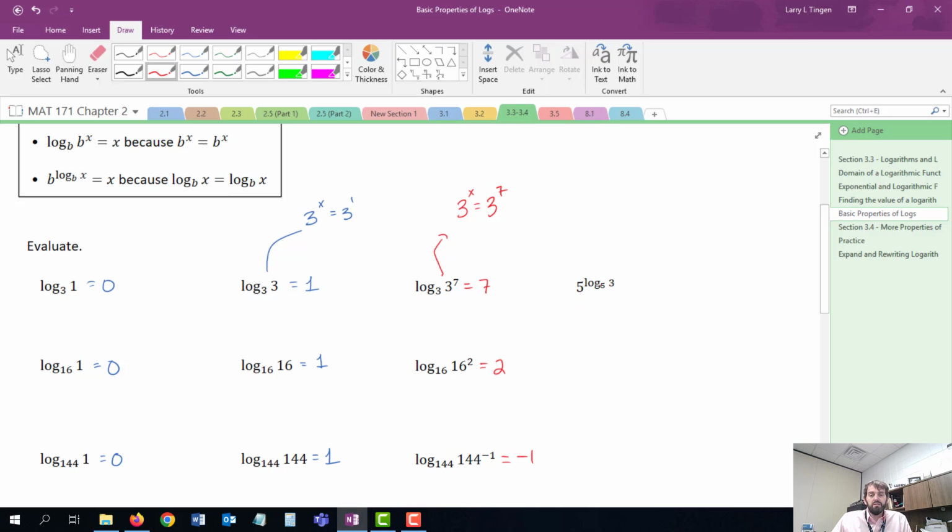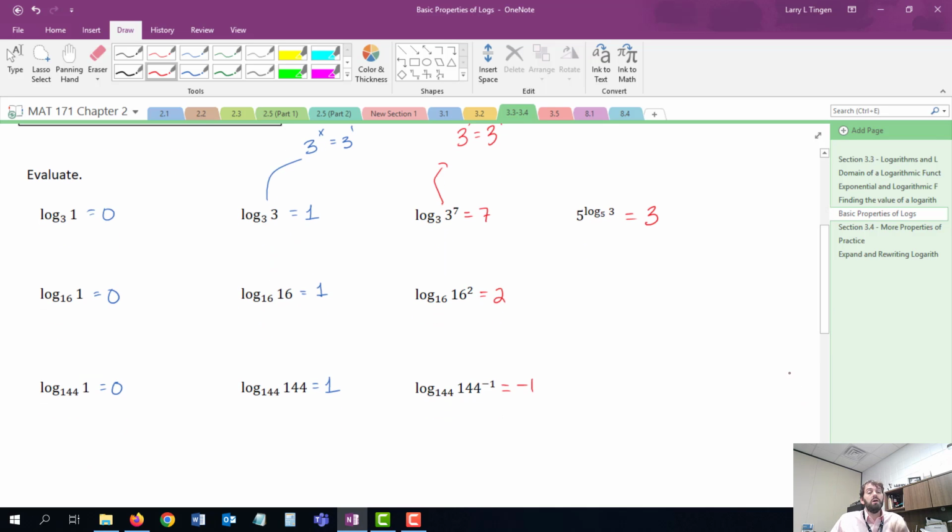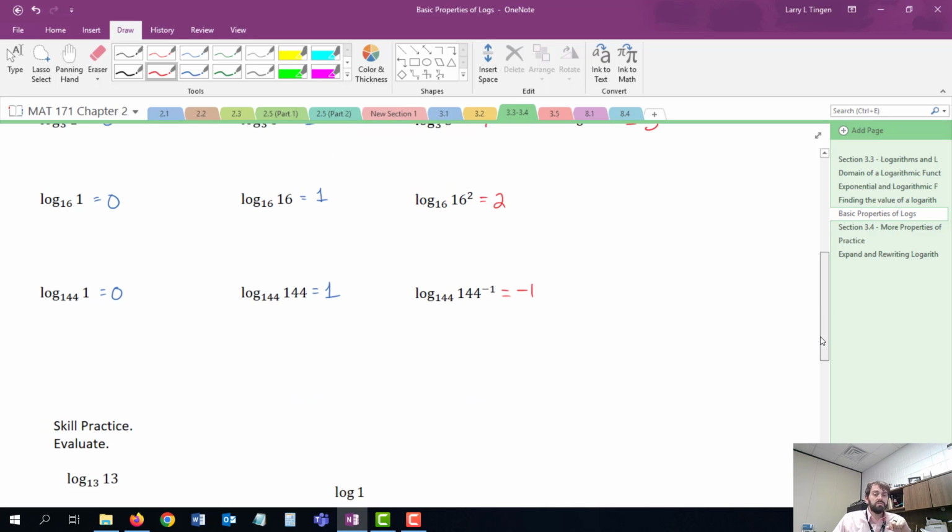And then lastly, we have an exponential, and then the log is in the exponent. 5 raised to the log base 5 of 3 is 3. It's always the 5 and the log 5 just deal with each other and leave the 3 behind. All right, so those are the basic properties of logs.